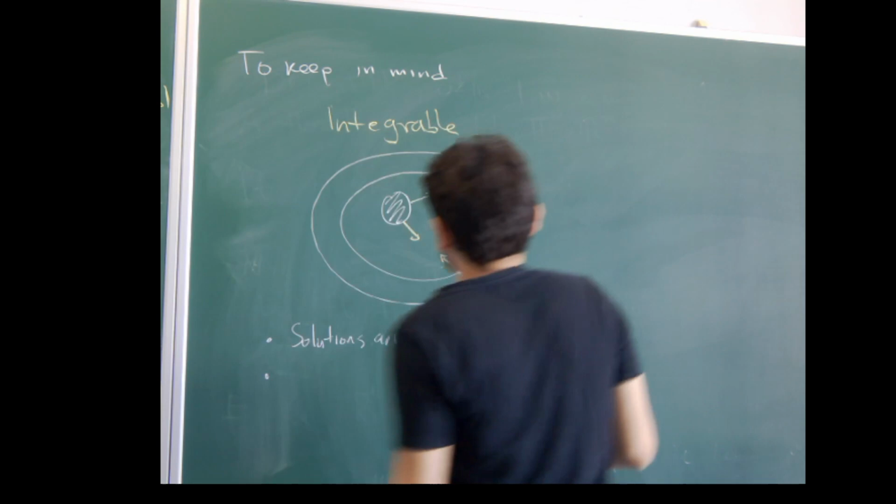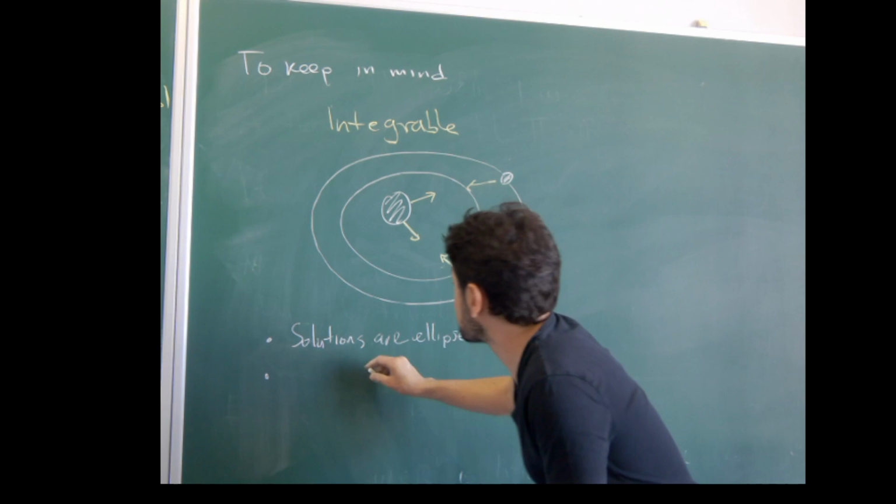So my solutions will be ellipses, and you can see this as a system on the number of planets, so let me call it M.